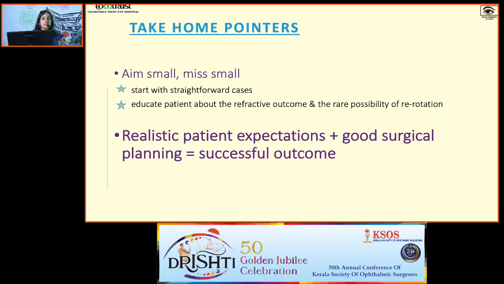Beginner surgeons should start by correcting between 1 diopter to 3 diopters of astigmatism. Start with straightforward cases, a good eye, good corneal surface, good retina status, and always educate the patient about the refractive outcome and the rare possibility of re-rotation. I've had such a case of rotation, which was a nightmare for me. So realistic patient expectations and good surgical planning will lead to a good surgical outcome.